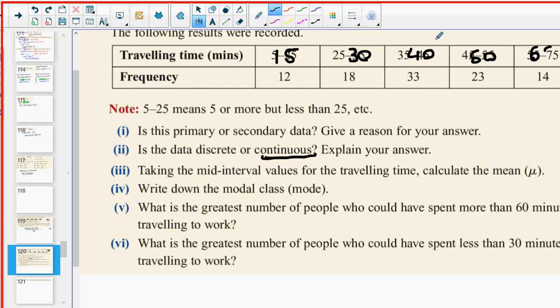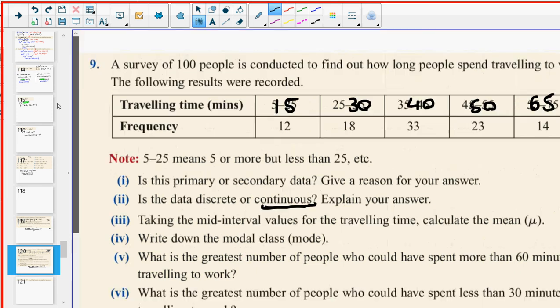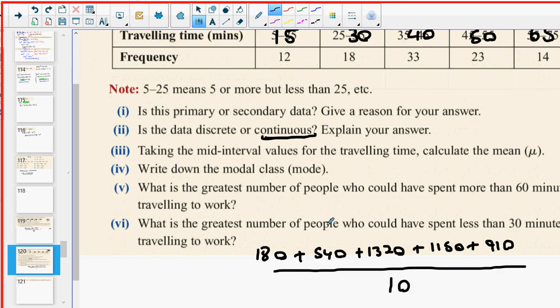All right, guys, here's what we're going to do now. I'm going to need you to multiply that out for me. 15 times 12, anybody? 3 times 18? 540. 40 times 33? Good job. 50 times 23. 65 times 14. 910. And once we add all of them up, we've got to divide by 100, don't we? And what do you get? 41 is the average.